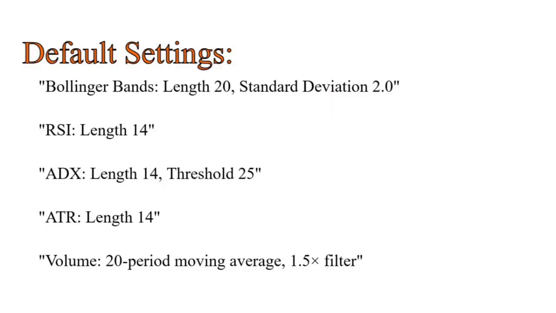Part 9, recommended settings and timeframes. Here are my recommended starting settings. Remember, these are starting points, not absolute rules. Default settings. Bollinger Bands, length 20, standard deviation 2.0. RSI, length 14. ADX, length 14, threshold 25. ATR, length 14. Volume, 20 period moving average, 1.5 times filter.